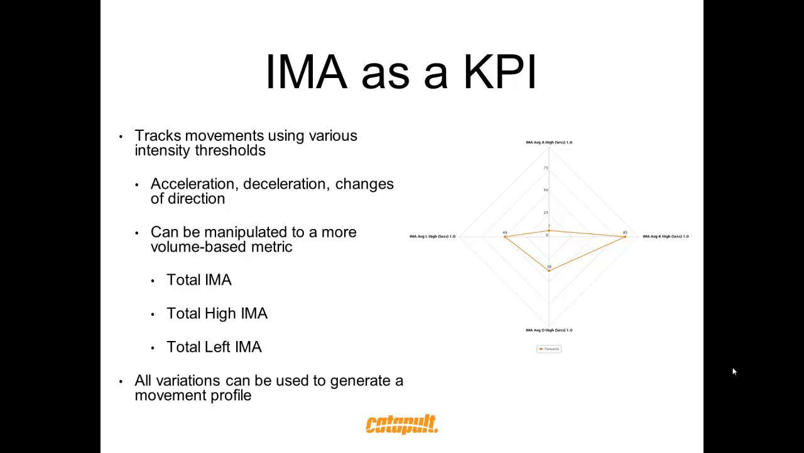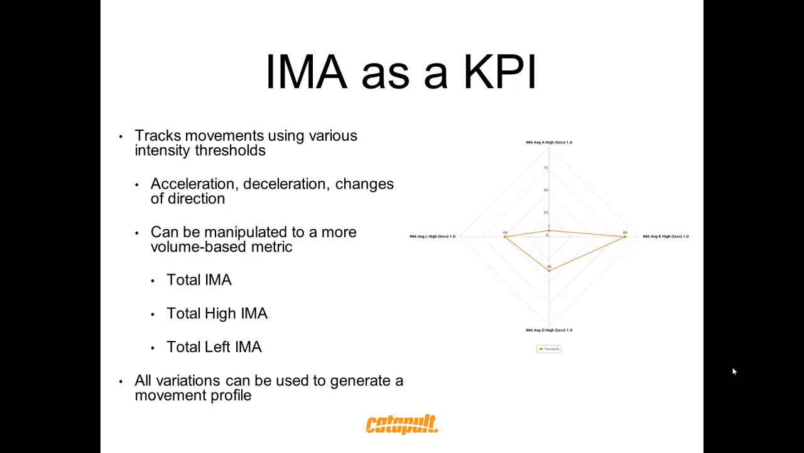We can usually go with 3 bands. We have a high, medium, and low band, and based off of these, you can get a good movement profile of what the athletes are doing for the day. You can manipulate the IMA in several ways. You can look at a volume-based metric where you can look at your total high-intensity movements for the day. So during the day, you can look at your volume parameter, which could be player load for the day, and you can look at your total IMA. So of that load, how much of that movement was done at a high intensity?